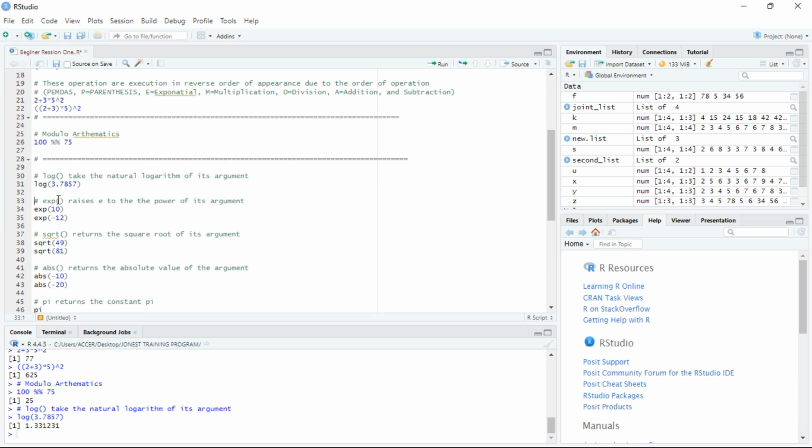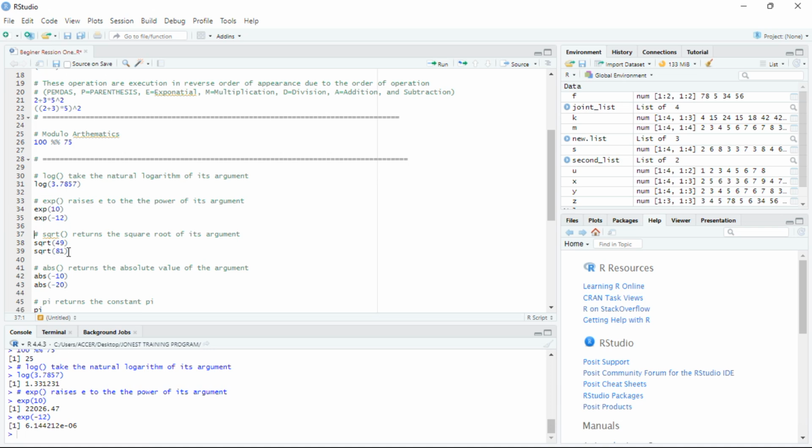And then we have the exponential function. Let's say we have e raised to the power of a certain number. This is how you write it: exp, bracket open, let's say e raised to the power 10, as you can see on my screen. Once you run it, you are going to get this result. And if you have e raised to the power negative 12 and you run it, you are surely going to get this result, as you will see on the screen.